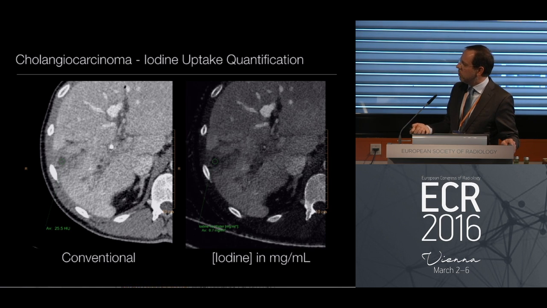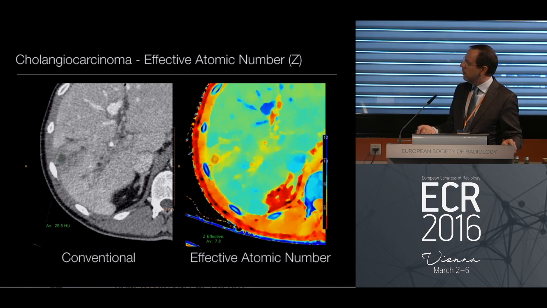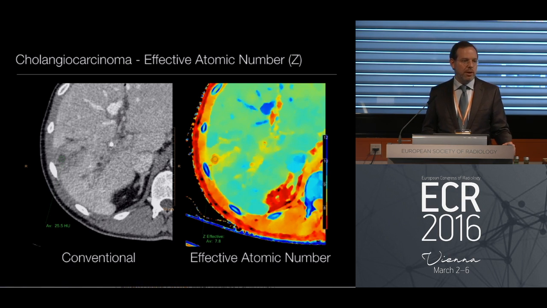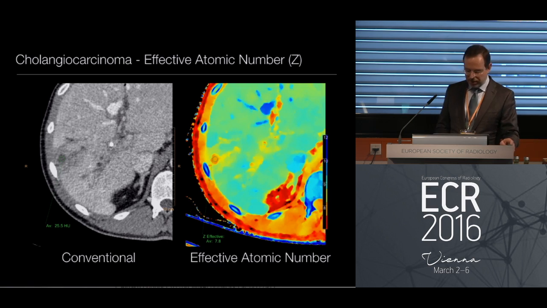So the conventional image on the left, the iodine concentration image right here, which shows there's almost a zero iodine concentration. So this virtually proves it's probably a prior cyst or something that's sitting there. If we look at the effective atomic number, this is about 8, which corresponds to the effective atomic number of water. So this basically proves that this is a pre-existing cyst.